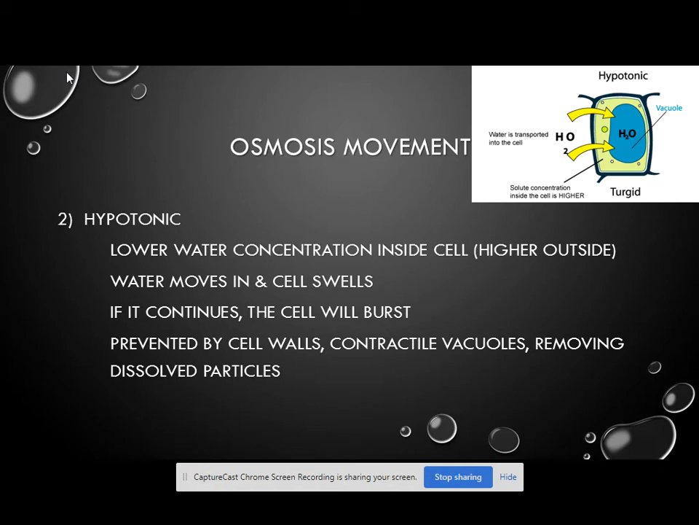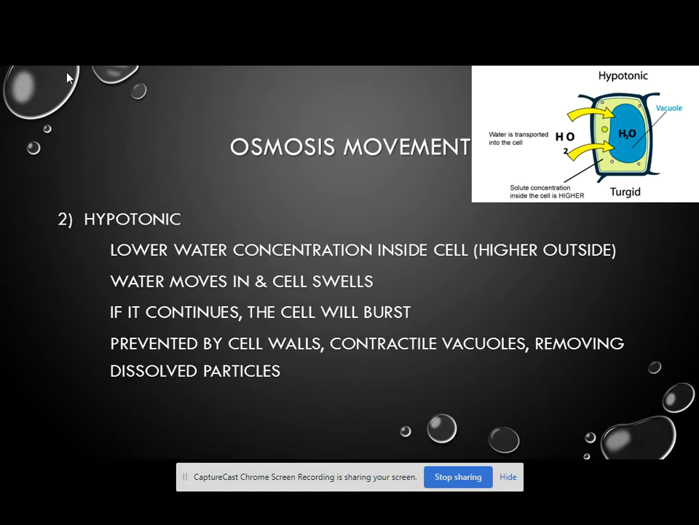Now, there are some things that do take place to help the cell out so it does not do that. If you're a plant, the cell wall will protect you from getting too big. Contractile vacuoles are something we're going to talk about in a little bit that some cells will have. Or also cells will get rid of some of their dissolved particles. And so there's a variety of different ways that they can do this.